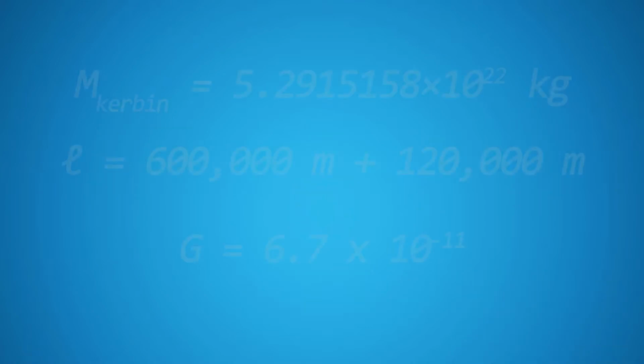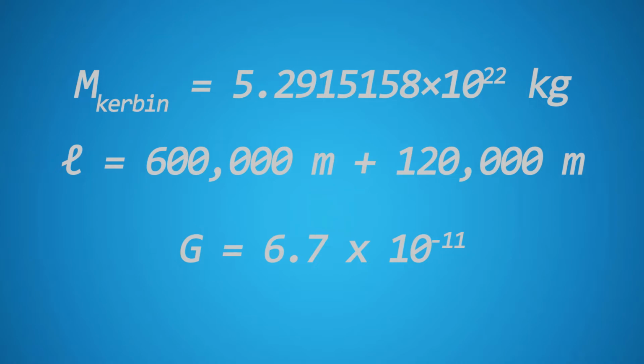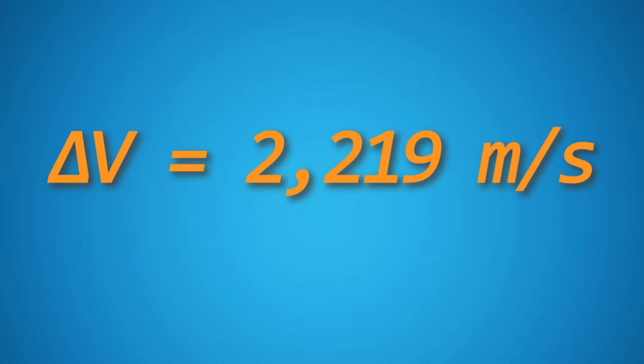Now, we just plug in our numbers from before. We do have the new mass of our satellite to add to this, but we know this from building our satellite. After solving, we get a relative velocity of 2,219 meters per second. Time to go to the satellite and see how close we were.